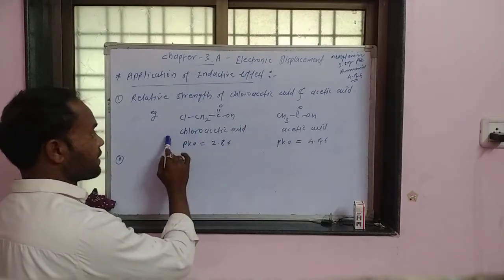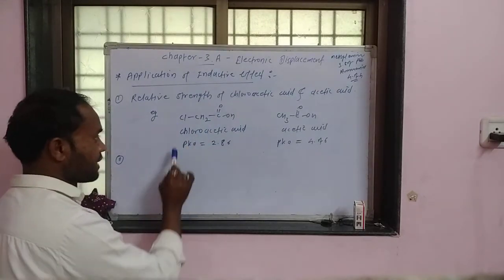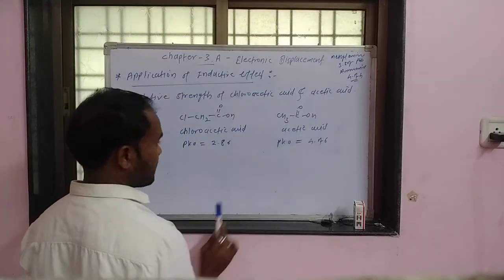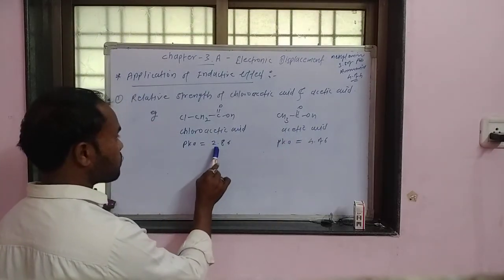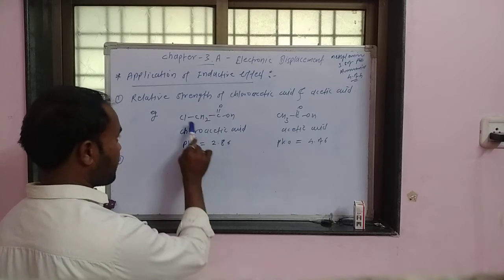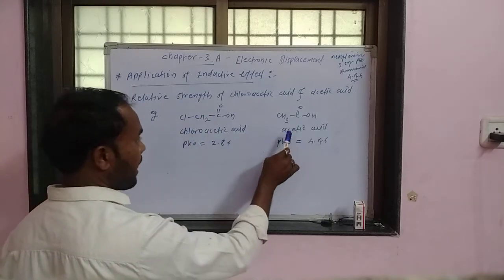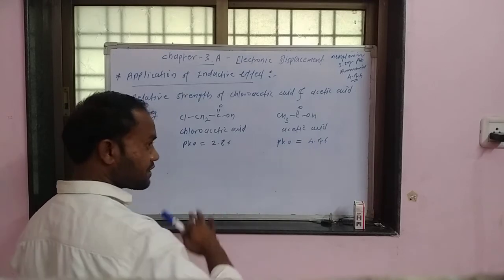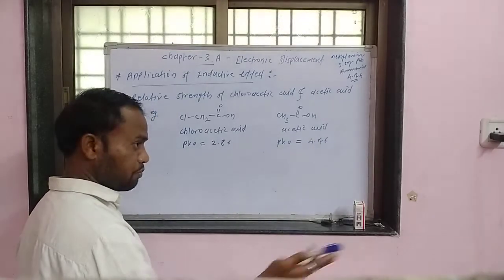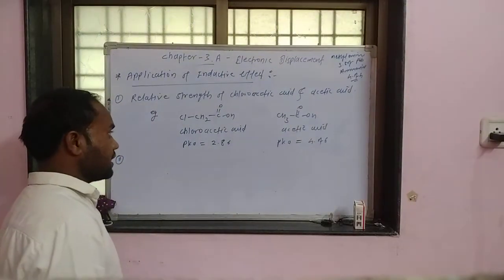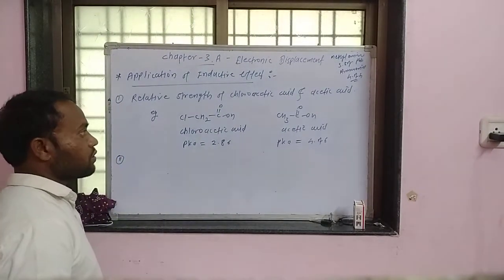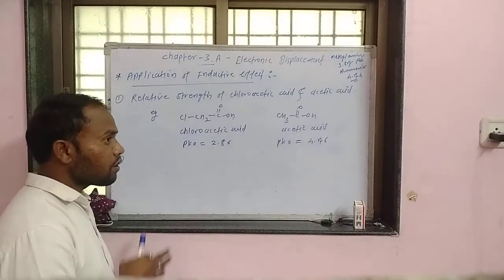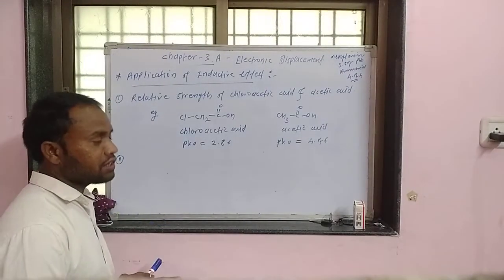Here the acidic strength of acetic acid is lesser than chloroacetic acid, because the pKa value of chloroacetic acid is lesser, 2.86, and the pKa value of acetic acid is 4.76. Acidic strength increases as pKa value decreases. It depends on the electron withdrawing groups. As the number of electron withdrawing groups attached to the molecule increases, the acidic strength increases.